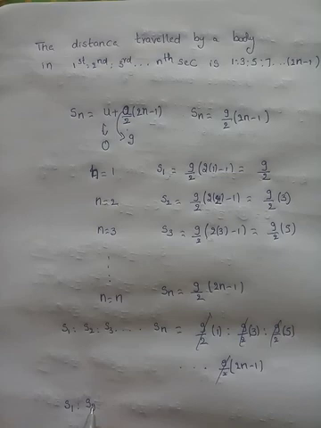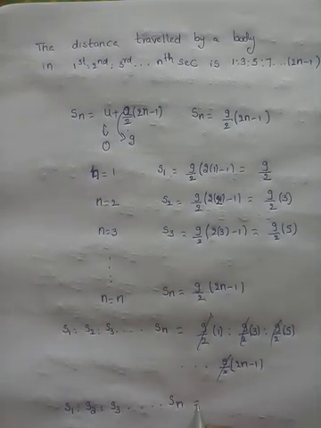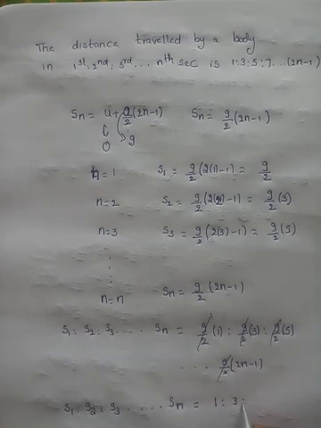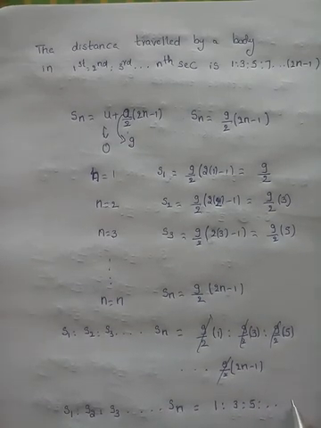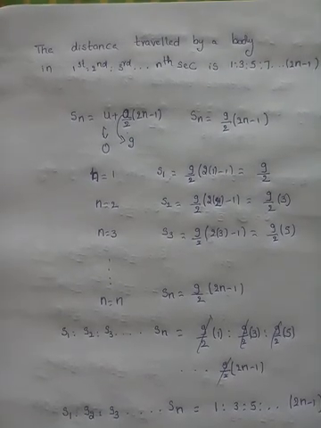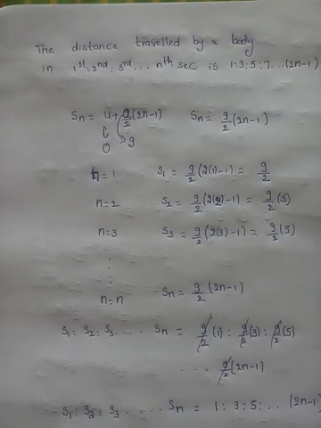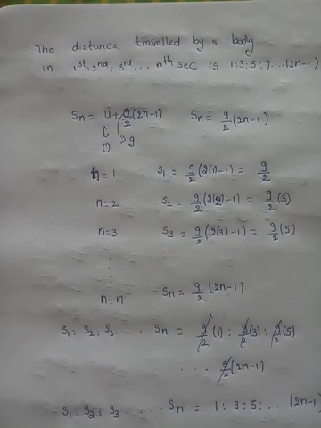S1 : S2 : S3 and so on, Sn is equal to 1 : 3 : 5 and so on, 2n minus 1. So, these are the two formulas that are very helpful to answer the question. That is, the distance travelled by a freely falling body in the first, second, third second, and the distance travelled by the body in 1, 2, 3 and so on, n seconds.